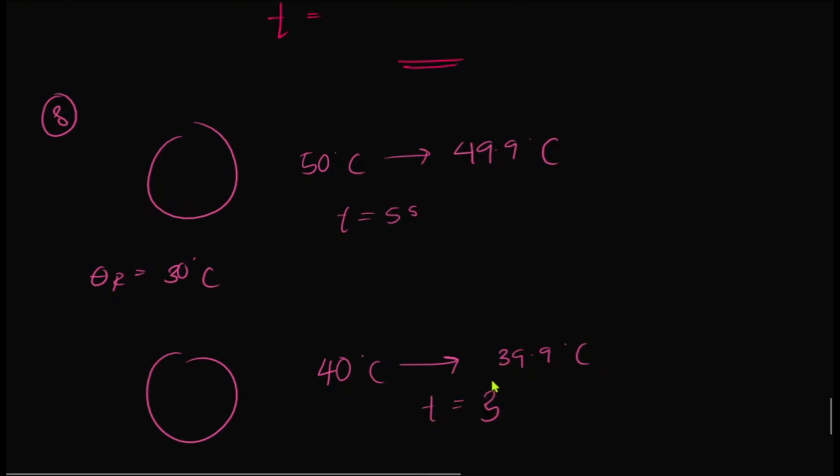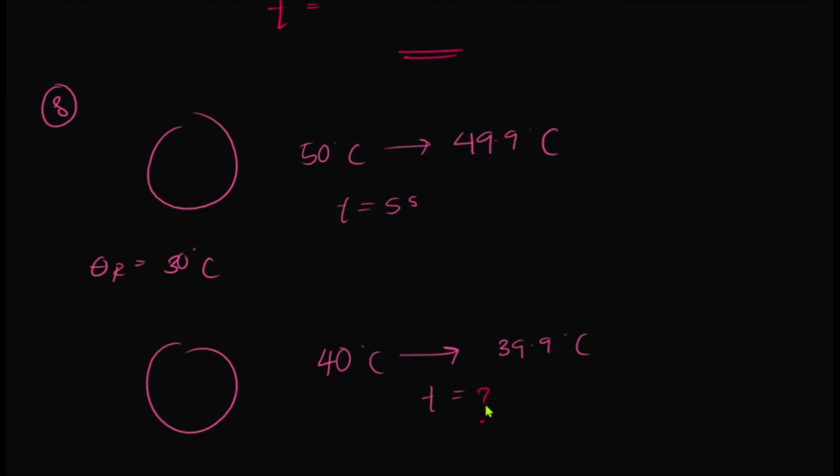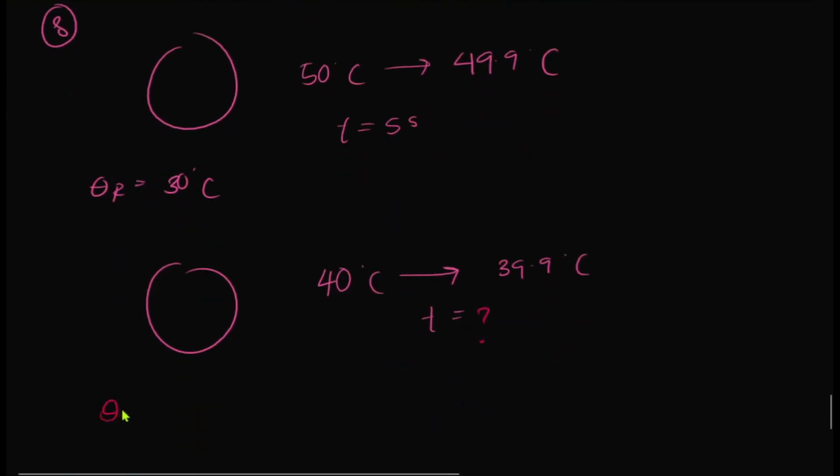The time. What they're asking is this time. So what would we do in that case? Here also the room temperature is the same, 30 degrees Celsius. So we'll have to assume this as the first instance, and these as the second instance, and proceed.